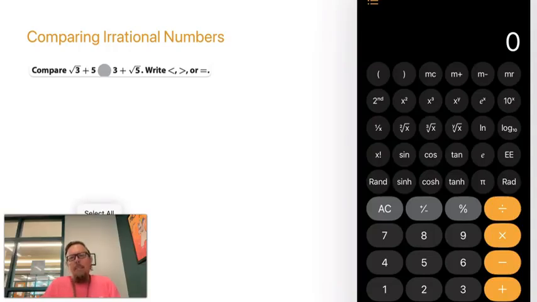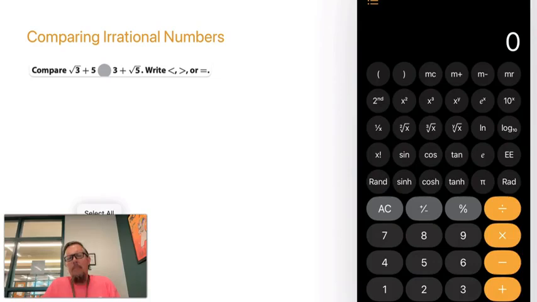Let's talk about how we can compare irrational numbers. Now, you may recall that irrational numbers are numbers that cannot be written as fractions. So when we have an irrational number as a decimal, that means it does not terminate and it does not have a pattern. It doesn't repeat.